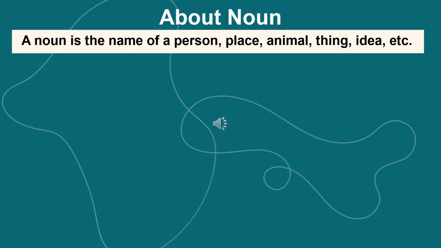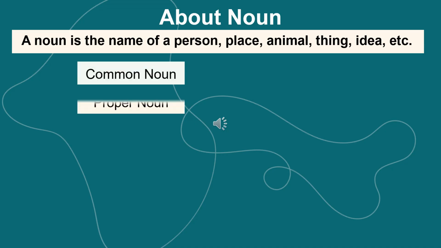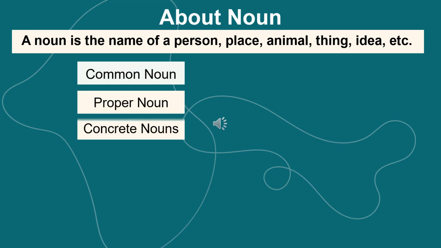A noun is simply a naming word. It can name a person, place, animal, thing, or even an idea. And as we've seen, nouns come in many types: common noun, general names like city or teacher. Proper noun, specific, capitalized names like London or Dr. Smith. Concrete noun, things you can perceive with your senses, like apple or sound.